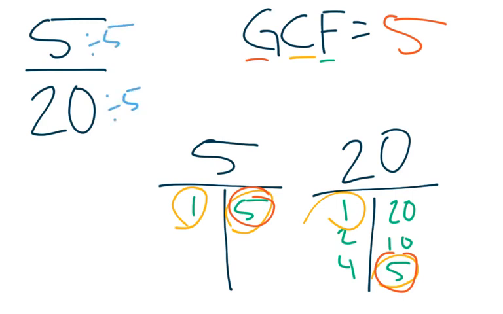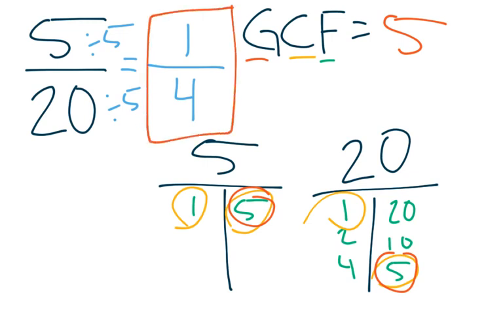So I'm dividing both by that greatest common factor of 5. 5 divided by 5 is 1. 20 divided by 5 is 4, which gives me my final answer of 1/4. So 5/20ths simplified would be 1/4, or 1 over 4.